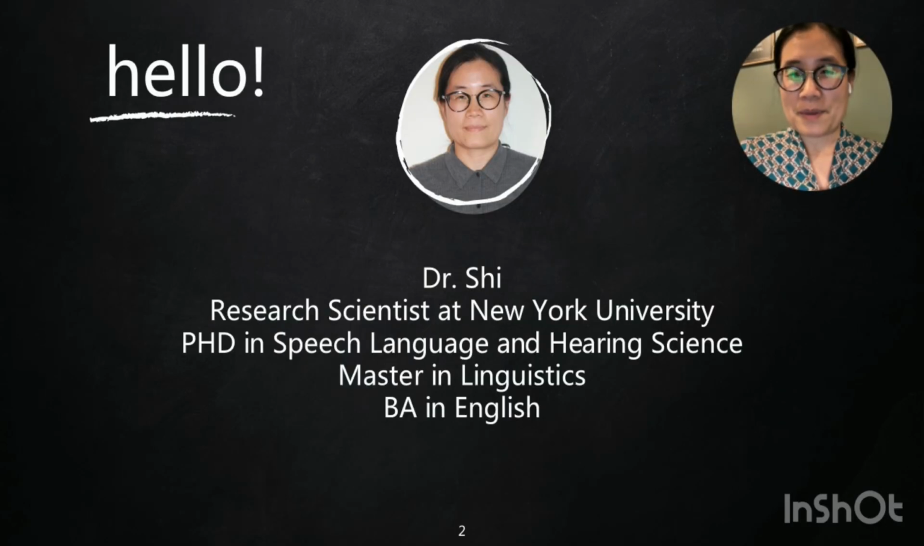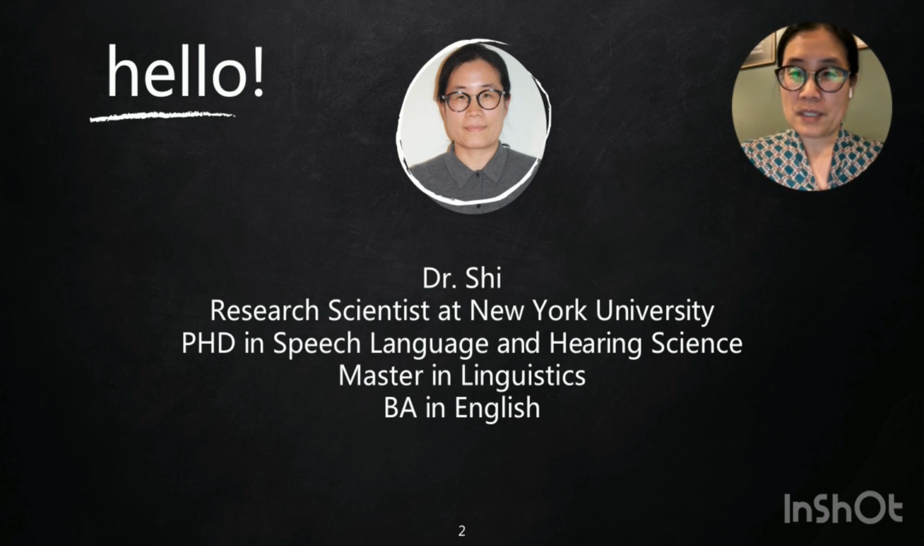Let me first introduce myself. I have a PhD degree in speech, language, and hearing science at NYU. I have a master's degree in linguistics and a bachelor's degree in English. Right now, I'm working as a research scientist at NYU. From my educational background and working experience, you can see I have a lot of experience with language learning, language teaching, and language research. That's why I have this Chinese grammar course to show everyone how to correctly use Chinese grammar.